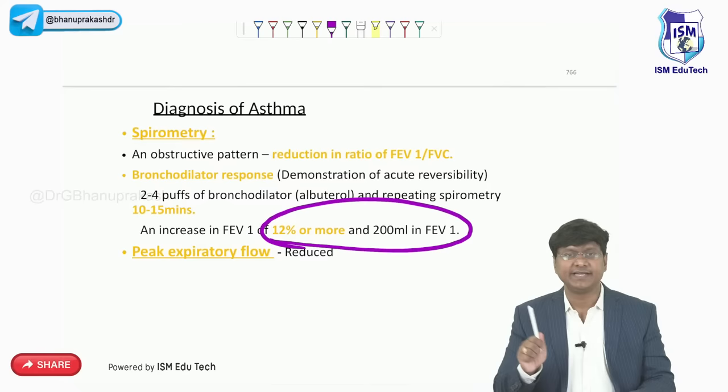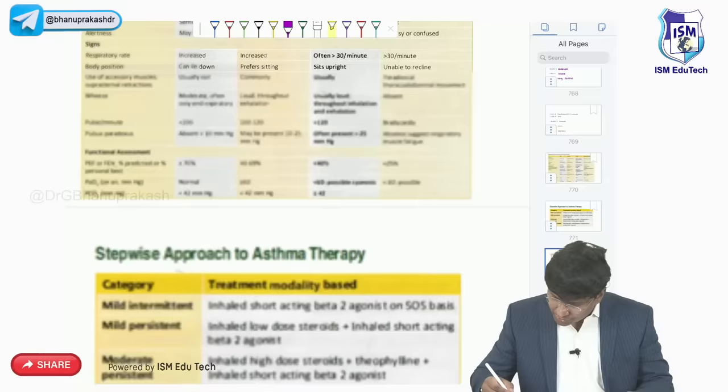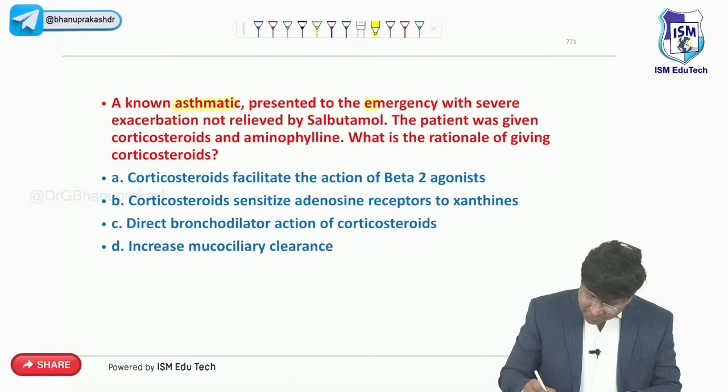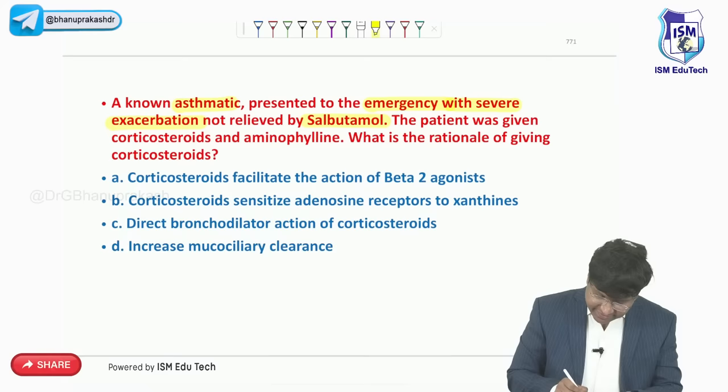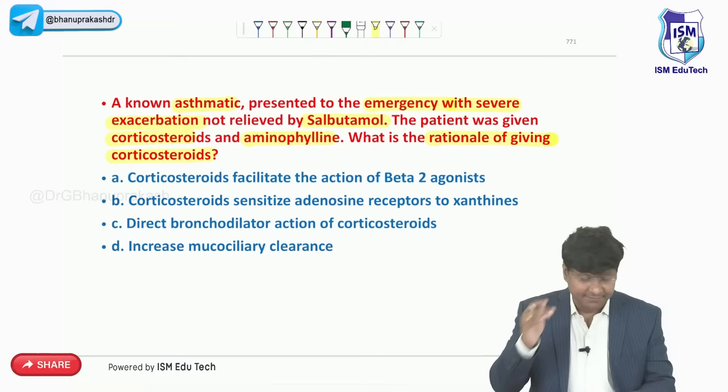And one quick question related to bronchial asthma. Yes, answer this. A known asthmatic presented to the emergency with severe exacerbation, not relieved by salbutamol. The patient was given corticosteroids and aminophylline. What is the rationale of giving corticosteroids along with salbutamol nebulization? What is the purpose of it?